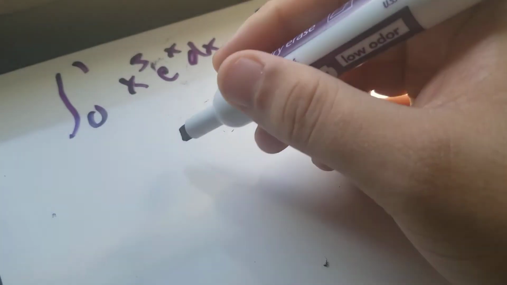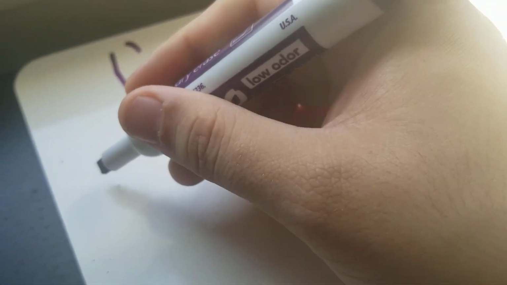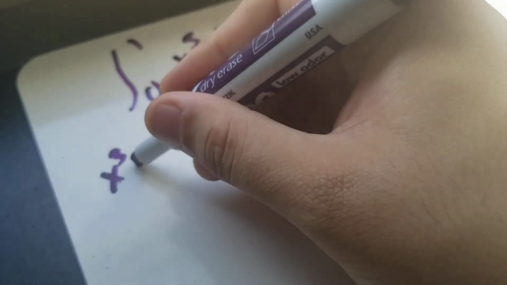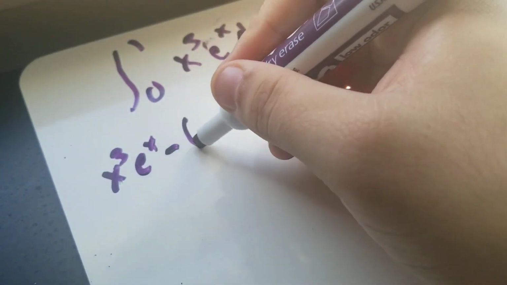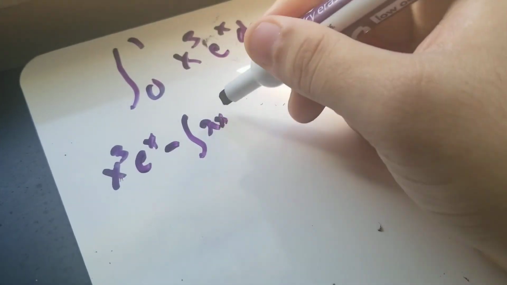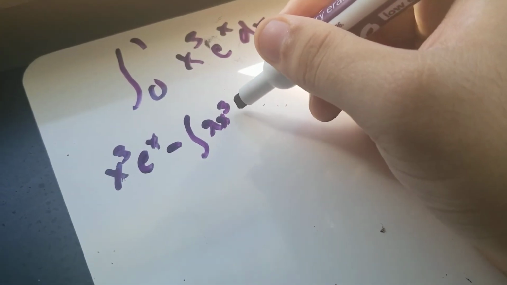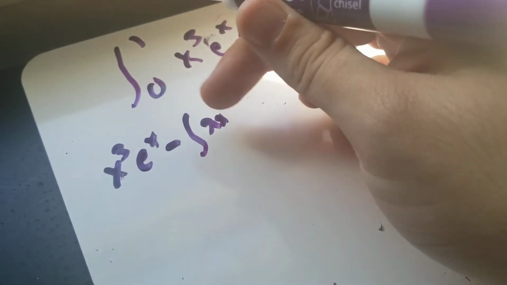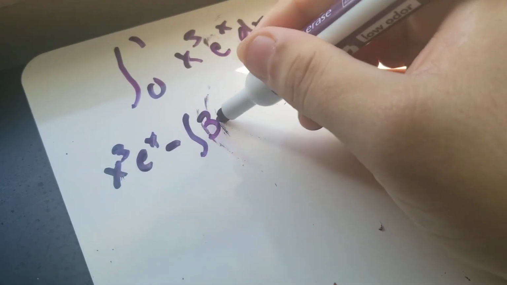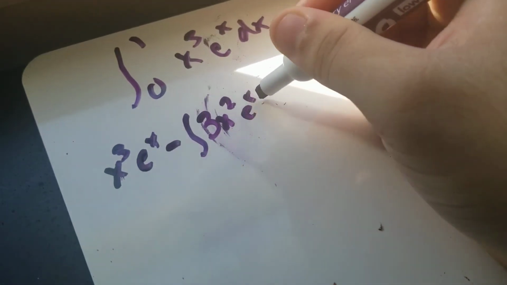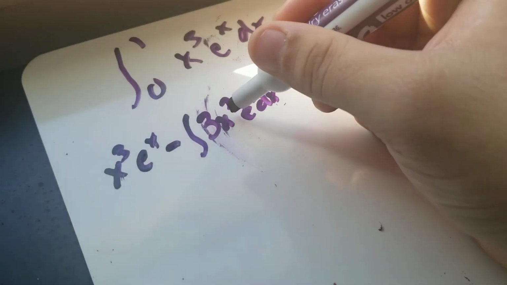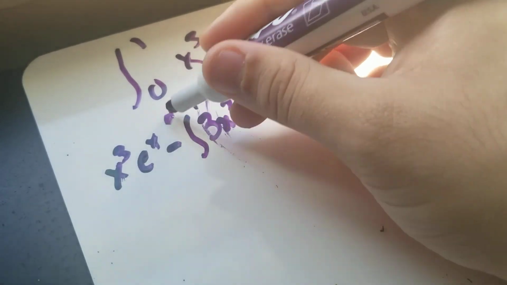So f of x times g of x. I'll start all the way here because I'm going to need a lot of room. x cubed e to the x minus the integral of 3x squared e to the x dx. Okay, I can factor out a 3 here.